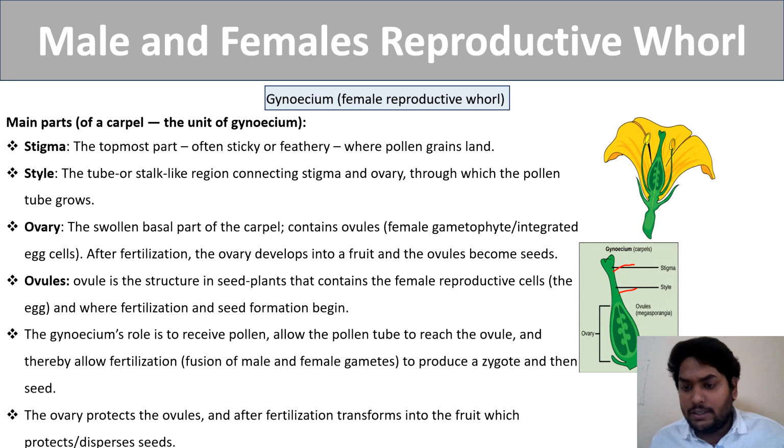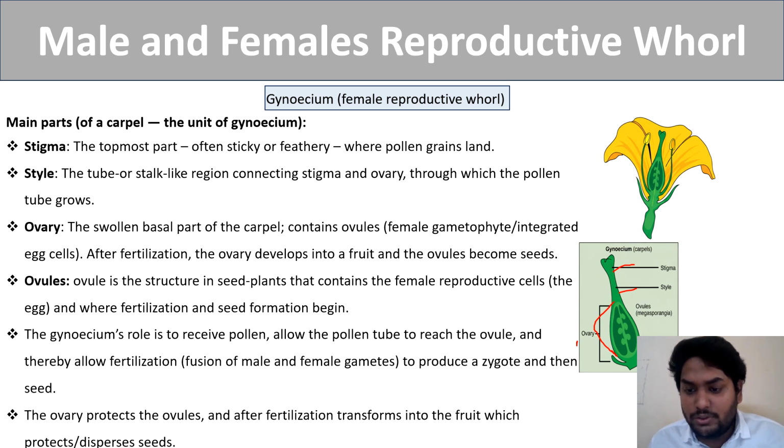As you can see, here is the ovary, here is the style. The basal part of the carpel contains the ovules, the female gametophytes, including the egg cell. After the fertilization, the ovary develops into the fruit and the ovules become the seeds.